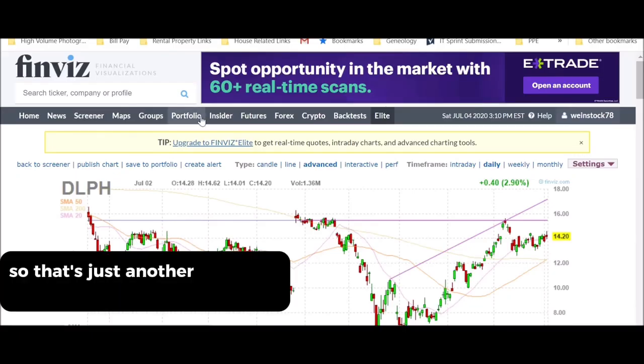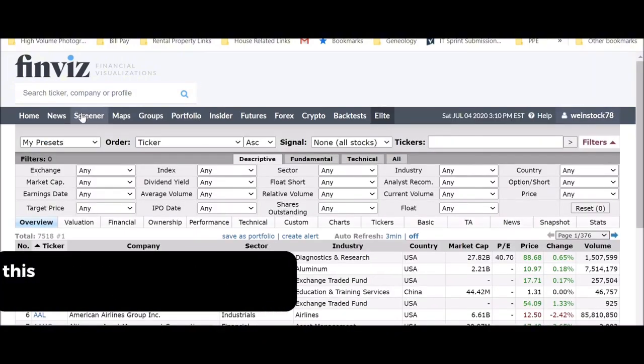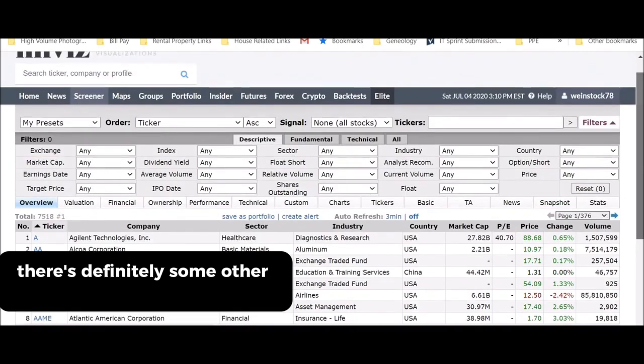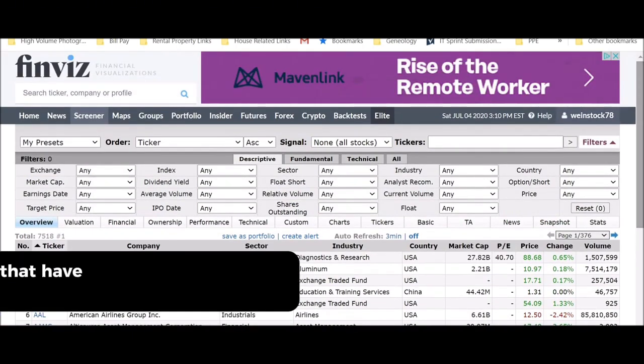So that's just another way that you can use Finviz. I mean, there's a million ways you can use Finviz depending on your style of trading. This is just one thing that I do to find high probability trades. There's definitely some other ways that we can identify them that have nothing to do with the float short and short squeezes.